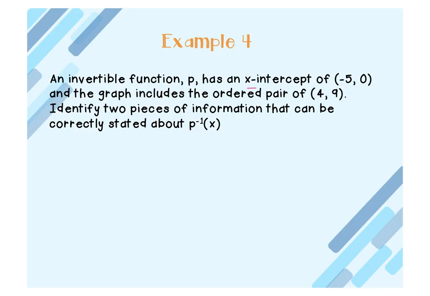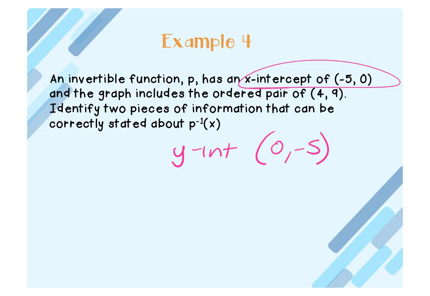So if I start with the x-intercept of (-5, 0) of p, what does that mean is true for p^-1 of x? There's a y-intercept of (0, -5). Switch your x and your y, right? And if the ordered pair (4, 9) is on p of x, then what ordered pair is on p^-1 of x?